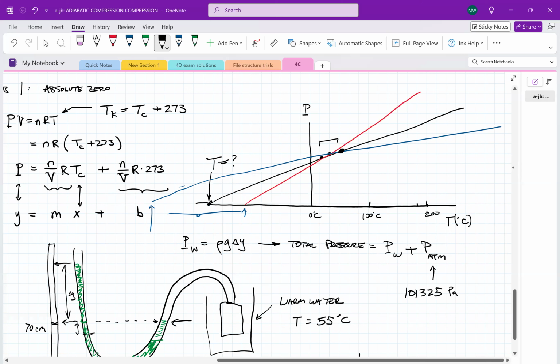Okay. Note, this is a fairly rough experiment. It's pretty simple. We're not going to get great numbers. Okay. You might get large uncertainties.